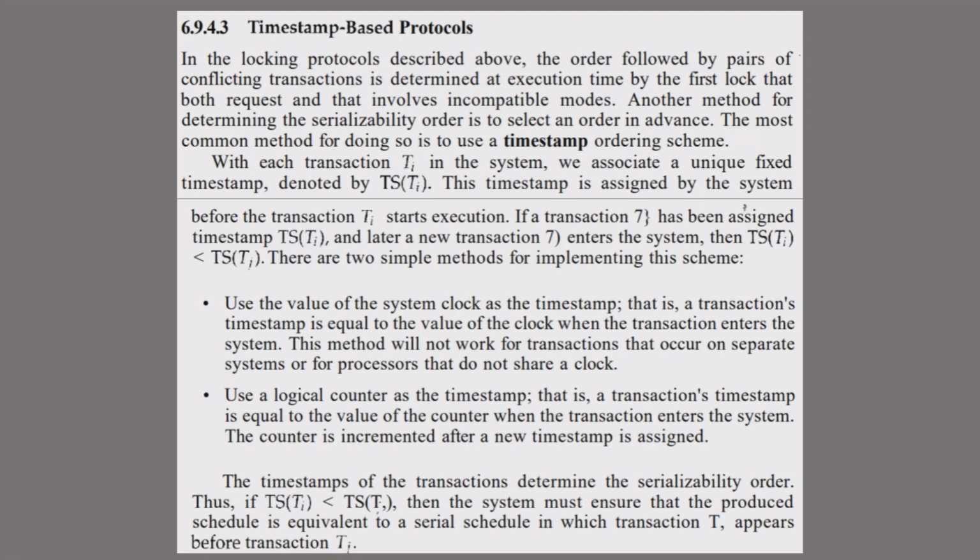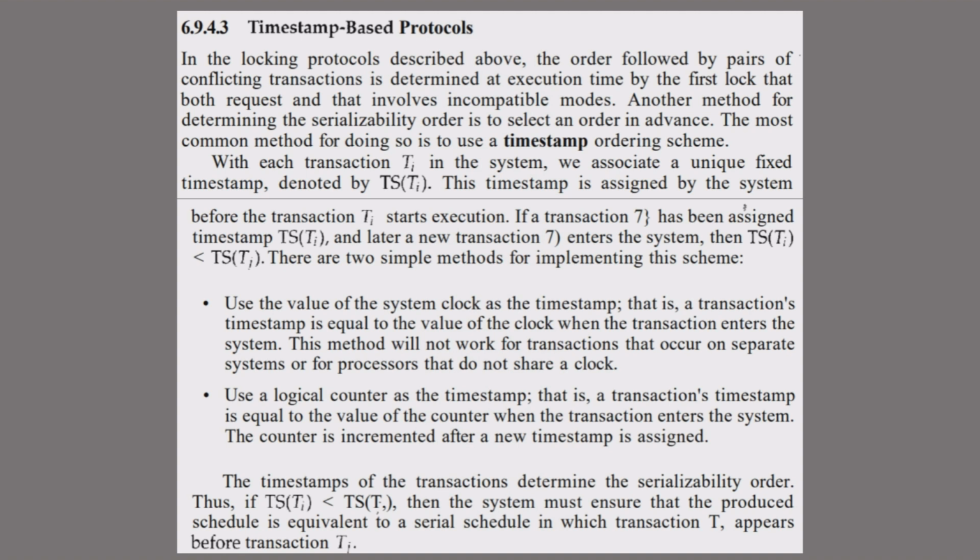Suppose that transaction Ti issues read(Q). If TS(Ti) is smaller than W-timestamp(Q), then Ti needs to read a value of Q that was already overwritten. Hence, the read operation is rejected and Ti is rolled back. If TS(Ti) is greater than or equal to W-timestamp(Q), then the read operation is executed and R-timestamp(Q) is set to the maximum of R-timestamp(Q) and TS(Ti).